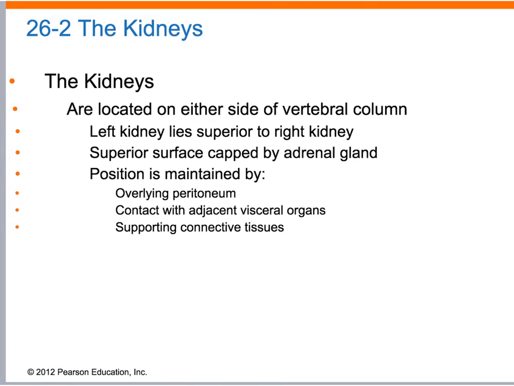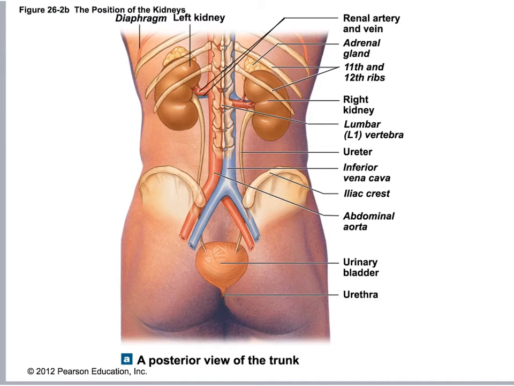The kidneys are located on either side of the vertebral column. The left kidney lies superior to the right kidney. The superior surface is capped by the adrenal gland. The position is maintained by the overlaying peritoneum, contact with the adjacent visceral organs, and the supportive connective tissues. This image shows you the position of the kidneys in the body.